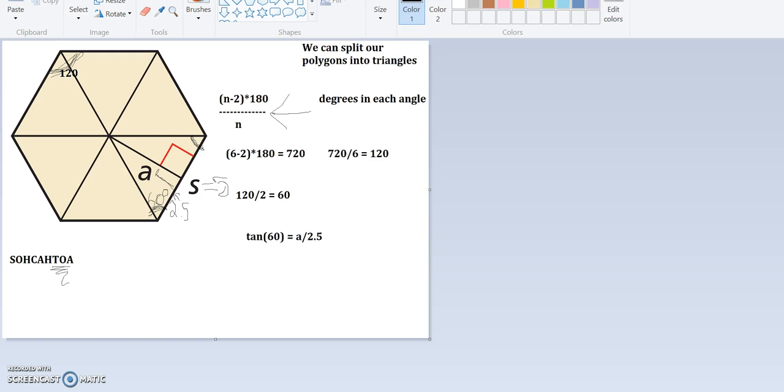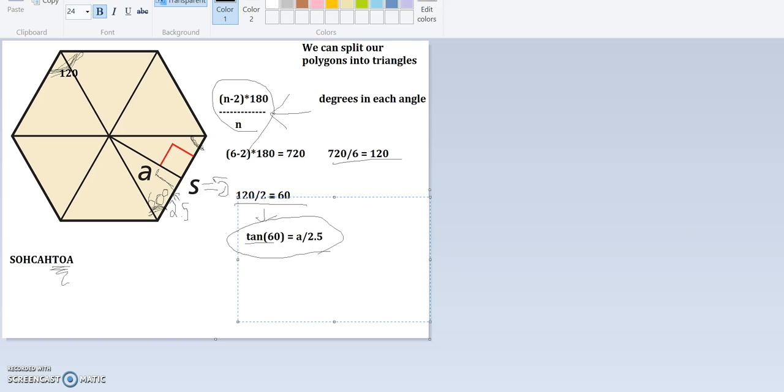So if we think about our steps, right? Step 1, we found each angle. We found each angle in the triangle, and then we used trig. That was the whole point of finding each angle in the triangle. Once we found each angle in the triangle, we could use trig to find the apothem. Because from here, tangent of 60 is a number, so A is whatever you get when you multiply 2.5 times the tangent of 60, which you should do in your calculators.